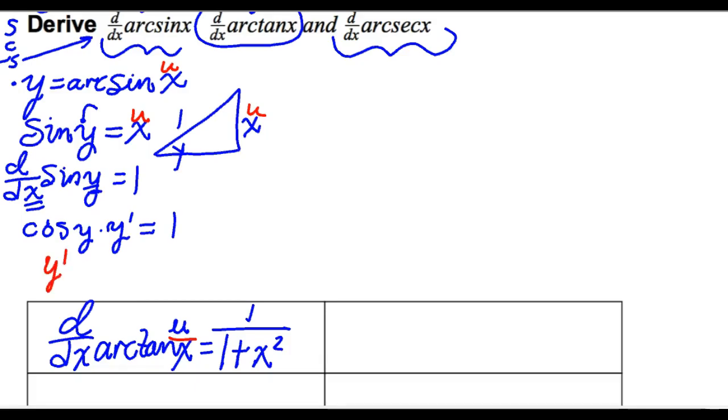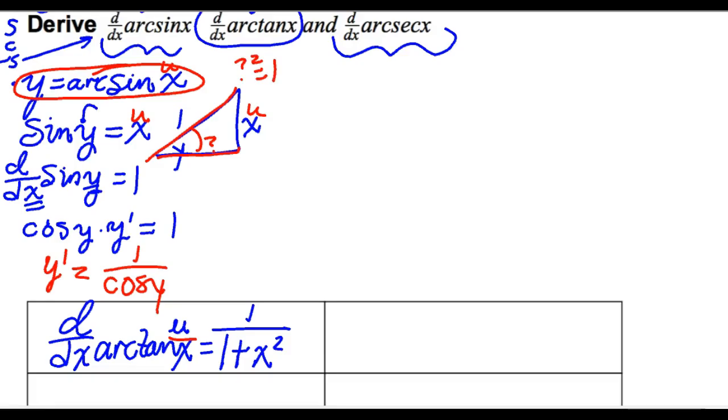So my y prime, the derivative of arcsine, because here's my y and I'm finding y prime, is going to be 1 over cosine y. So back to the triangle. What is cosine y? Cosine is adjacent over hypotenuse, so it's something over 1. What is the adjacent side? Well, the Pythagorean theorem says that question mark squared plus x squared is equal to 1. That would mean question mark squared is 1 minus x squared, which leads us to question mark being the square root of 1 minus x squared.